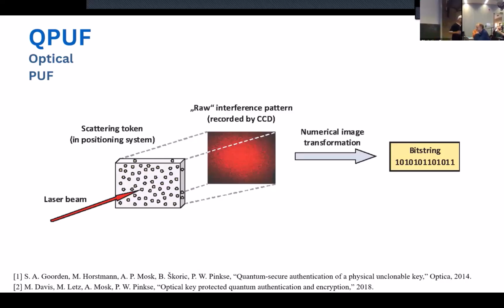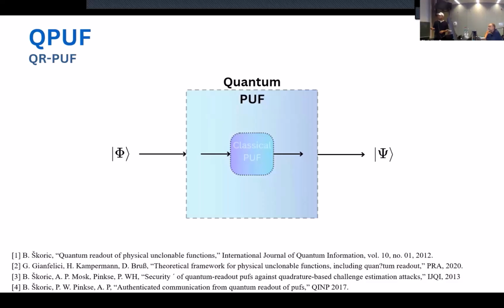We have one question. Yeah. If I may very quickly, just a question about understanding. The first PUF you showed, it converted quantum information into classical information and back into quantum information.